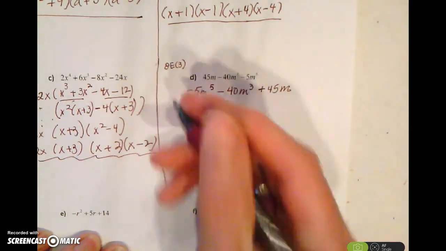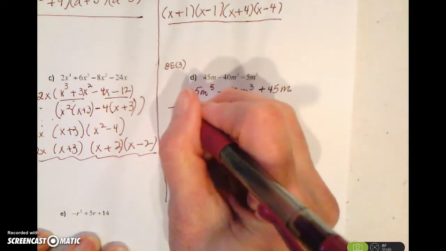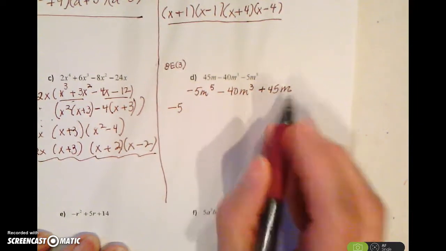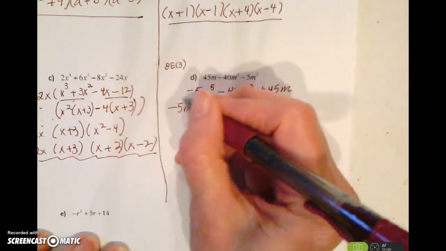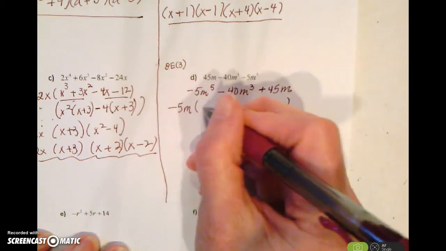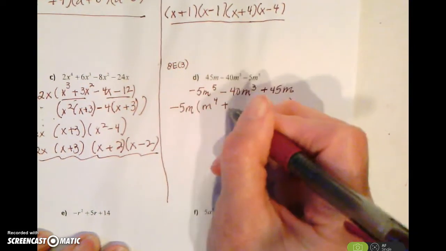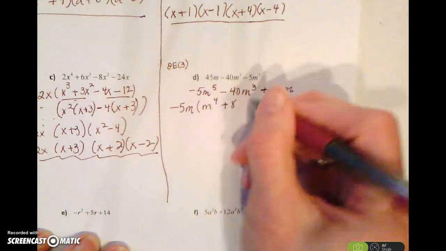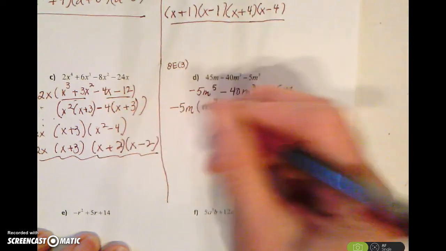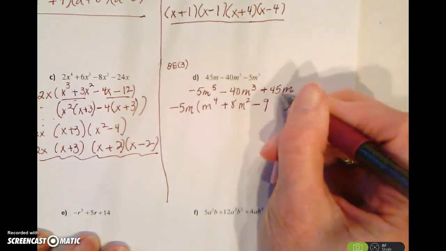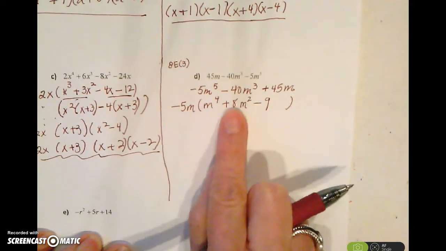I see my leading term is negative, so I need to take out a negative. Looks like 5 goes into everything, and there is an m in all three terms. So I'm going to take out an m. So negative 5m. So negative gives me a positive. This will be m to the fourth. Negative gives me a positive 8. M cubed over m is m to the squared. Positive over negative is negative. 45 divided by 5 is 9. And then the m's cancel each other. So I factored out the GCF.